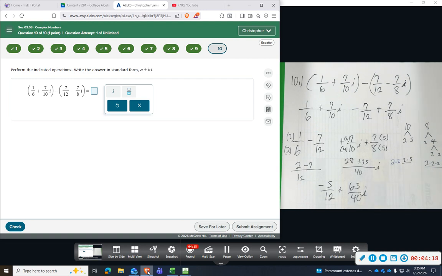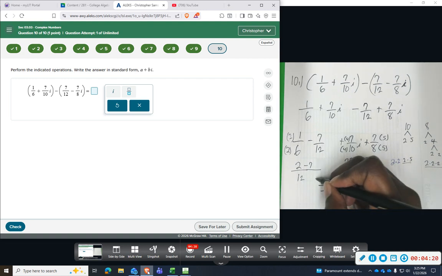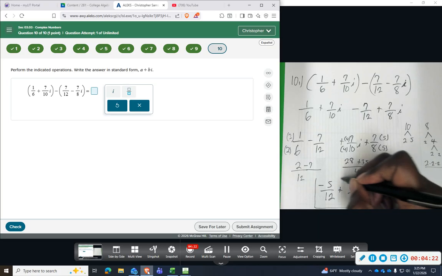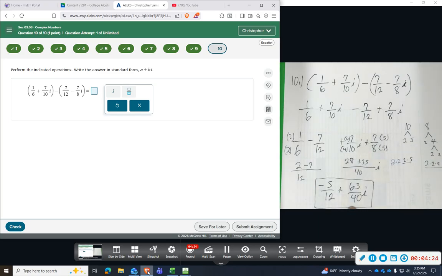Over 40 i, and I think they will be okay with us leaving it like this. I don't believe you have to change this to a mixed number. You can leave it improper. Let's say negative 5 divided by 12 plus 63 i divided by 40.